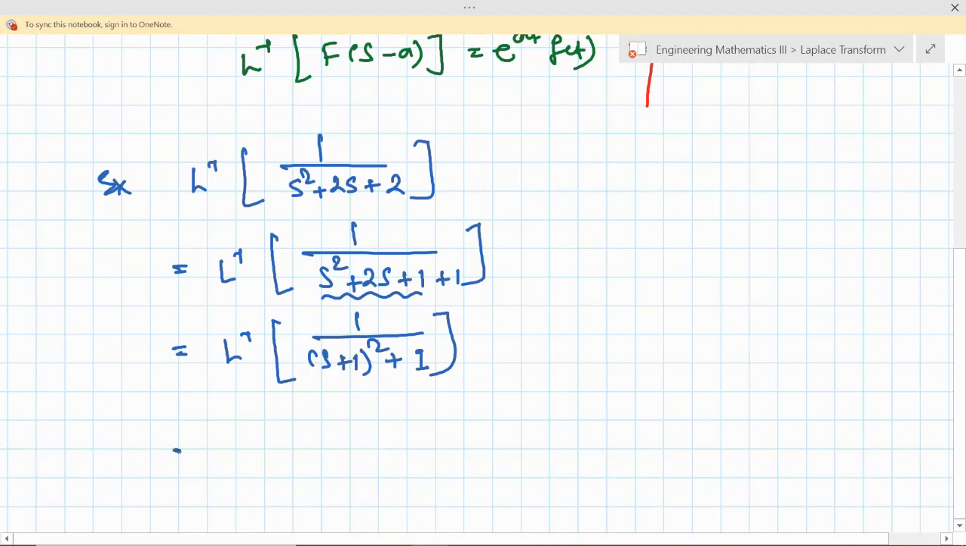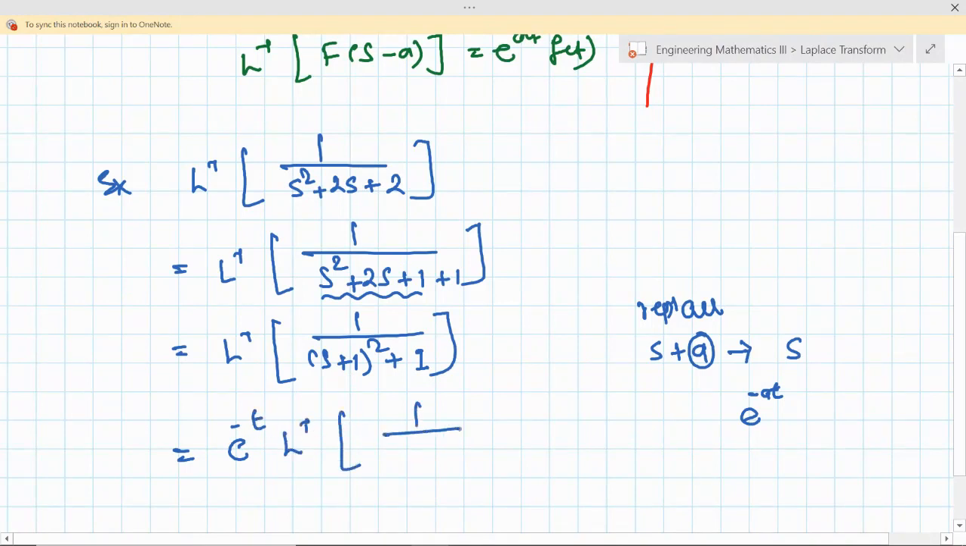And therefore this is nothing but, now use the first shifting theorem. What it says, wherever s plus a is there, we are replacing it by s, and shift that a into the power of e raised to minus at. So now we are replacing s plus a by s, and what is a? a is nothing but 1, so it becomes e raised to minus 1t outside. So inverse Laplace of 1 upon s square plus 1, in this way.